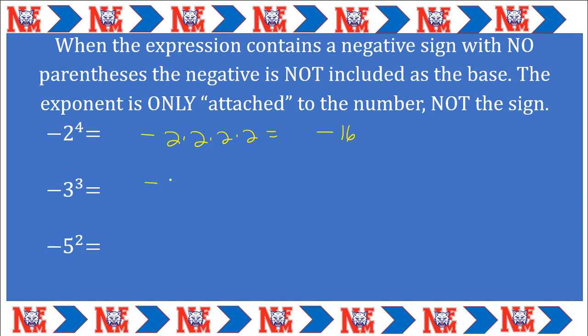Then we have negative 3 times 3 times 3, and we get negative 27. And then lastly, we have negative 5 times 5, which gives me negative 25.